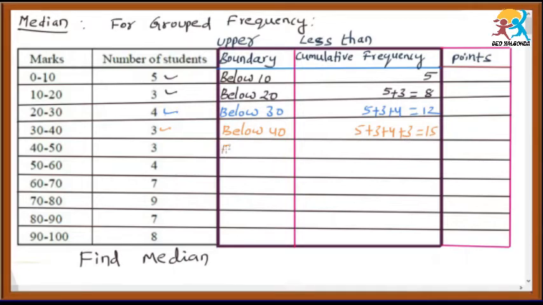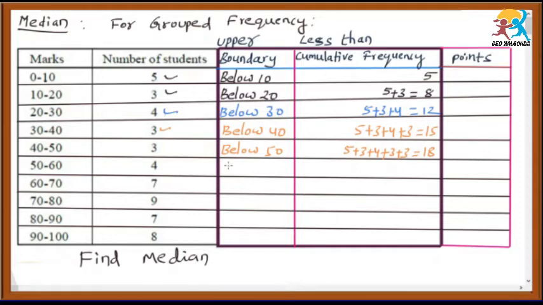And next one, below 50. Just observe, we are finding below 50. Below 50 means 50 is the upper boundary. So below 50 we are finding, that means we are finding the less than cumulative frequency of 50. So below 50 means we should add 3 extra. So now it will become 5 plus 3 plus 4 plus 3 plus 3, that is equal to 18.